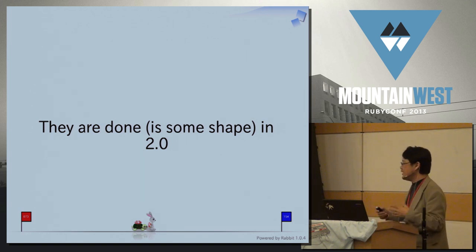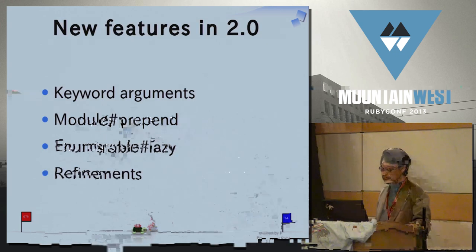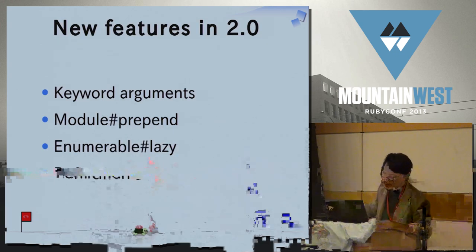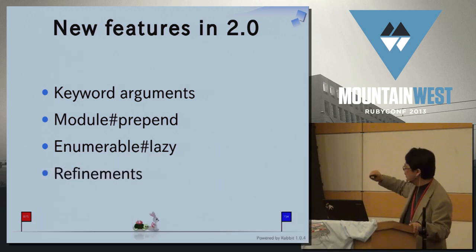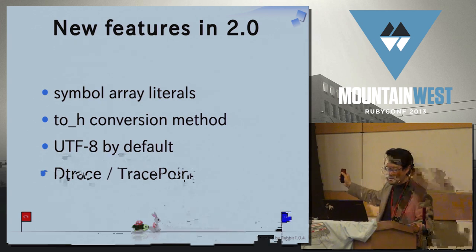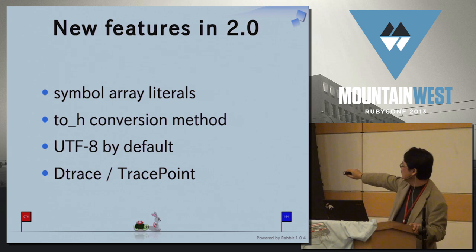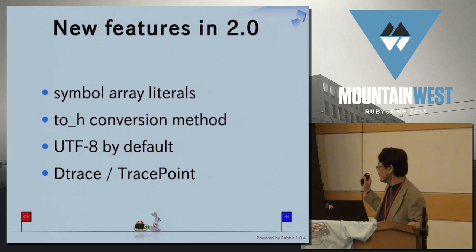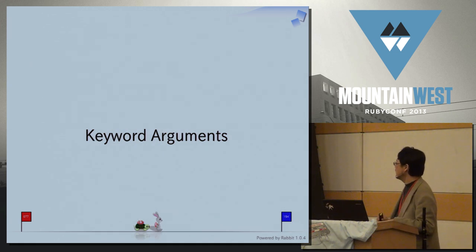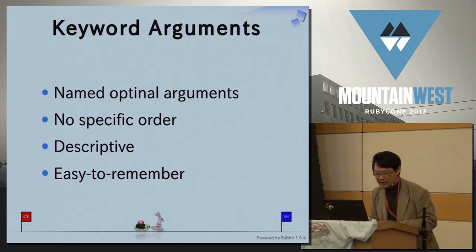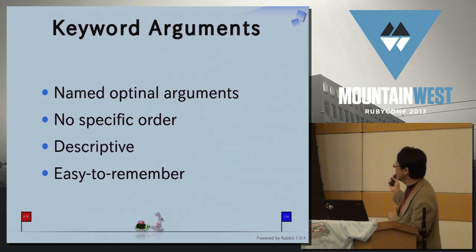So let me introduce the details of the new features in Ruby 2.0. New features in Ruby 2.0 include keyword arguments, Module#prepend, Enumerable#lazy, refinements, symbol array literals, the to_enum conversion method, UTF-8 by default, DTrace, and TracePoint, to name a few. Let me introduce keyword arguments first. Keyword arguments are named optional arguments, in no specific order, descriptive, and easy to remember.